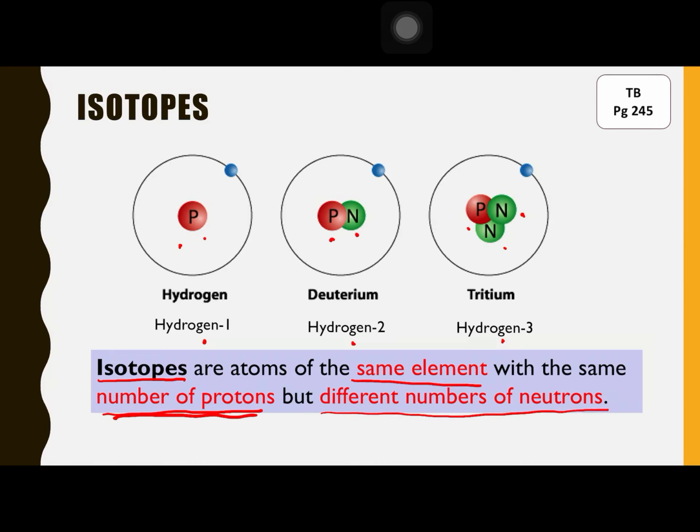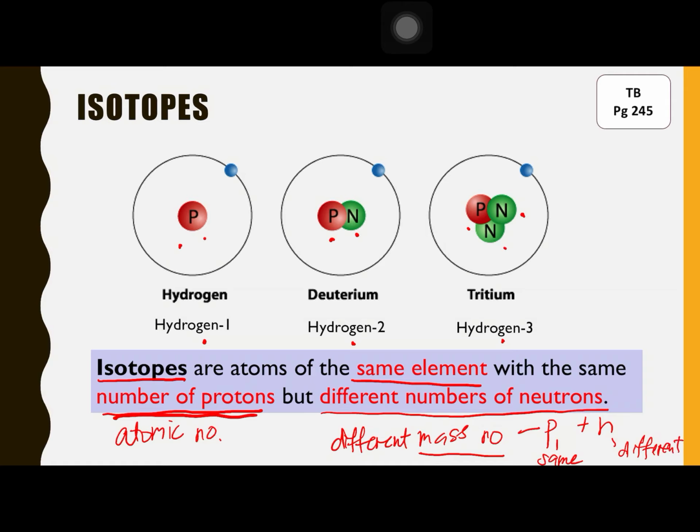Now if you look at your textbook, it says that they have the same atomic number. What is the atomic number? Atomic number is the number of protons, right? So that's the same atomic number. Then they said it has a different mass number. Now remember, what is mass number made up of? It's made up of protons plus neutrons. But if the number of protons is the same and the number of neutrons is different, therefore the mass number should be different. So basically these are 2 different definitions, but they mean the same thing.